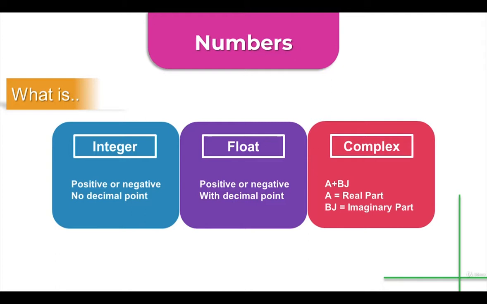Integers that store positive or negative integers without a decimal point. Floats that store positive or negative decimal numbers. And complex numbers that store the values of a plus bj. So here a is the real part of the number and b is the imaginary part, let's say.